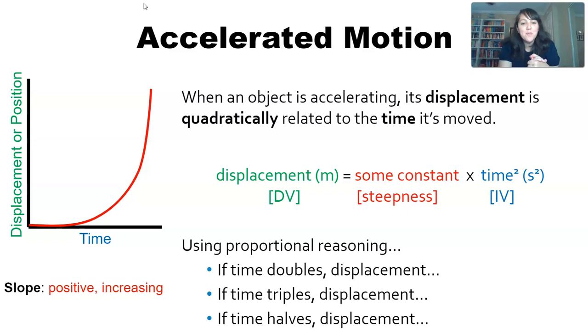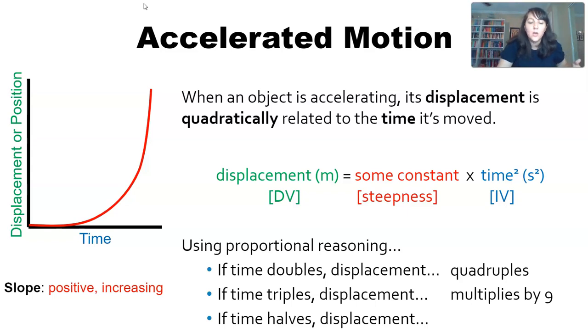All right, so as a reminder, whatever factor our time changes by, we square it to find the effect on displacement. So if my time multiplies by 2, displacement multiplies by 2 squared, all right? So it quadruples. If I triple the time, multiply it by 3, then I'm going to multiply displacement by 3 squared. And if my time changes by a factor of 1/2, then my displacement will change by a factor of 1/2 squared, or in other words, it will quarter.